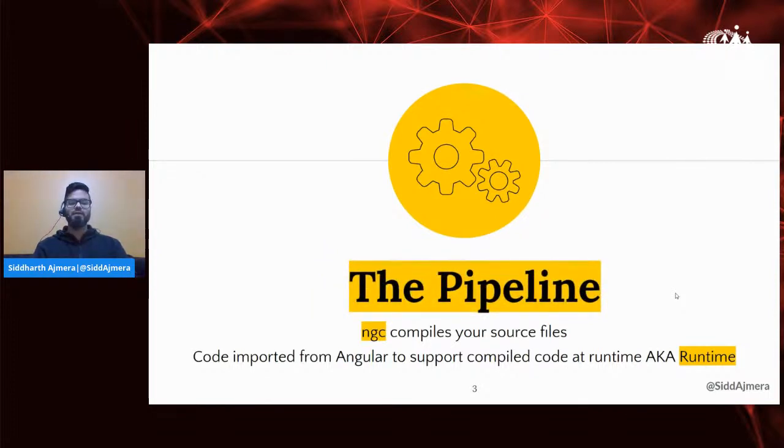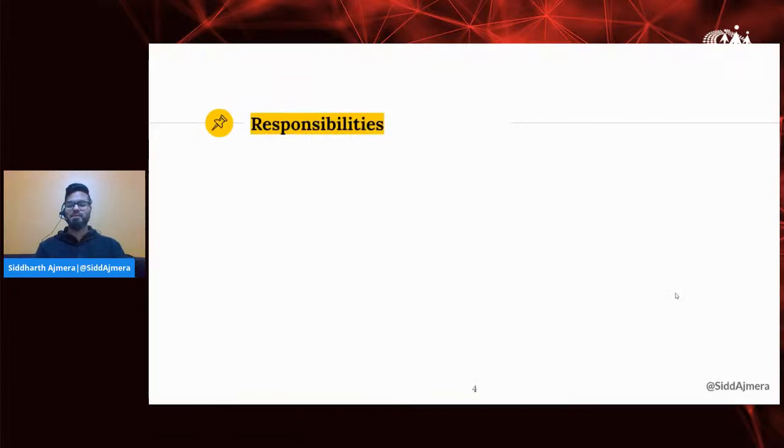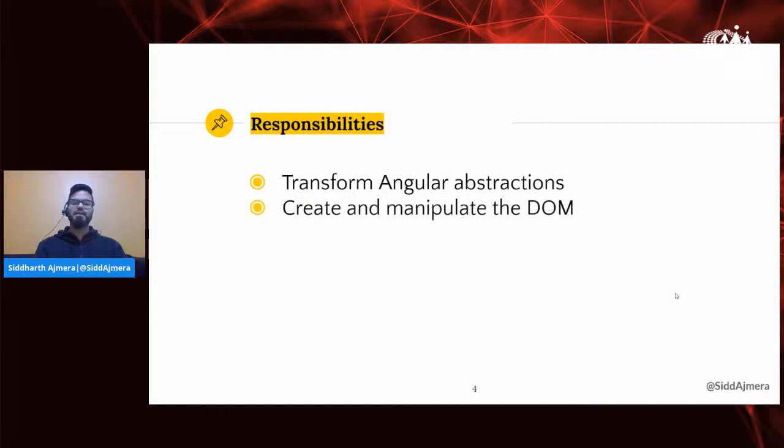Now in case of Ivy, the whole compiler as well as the runtime has been rewritten in the background, right? So the pipeline is responsible for doing quite a lot of things for us as developers so that we don't have to take care of all these things on our own. And these are a few things like transformation of Angular abstractions, because we as Angular developers are used to writing Angular code. Like we generally write TypeScript classes that are decorated with decorators like the NgModule decorator, the Component decorator, and stuff like that. But this is not really running in the browser for us, right? What the browser actually runs is JavaScript, right? So this whole compilation and rendering pipeline is responsible for doing that. So it does things like creating and manipulating the DOM.